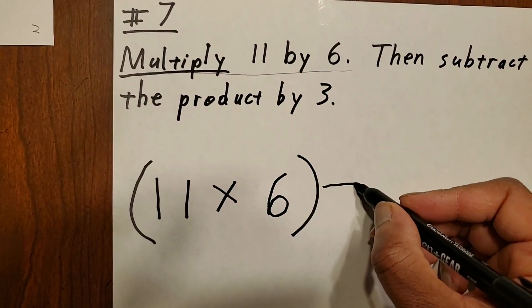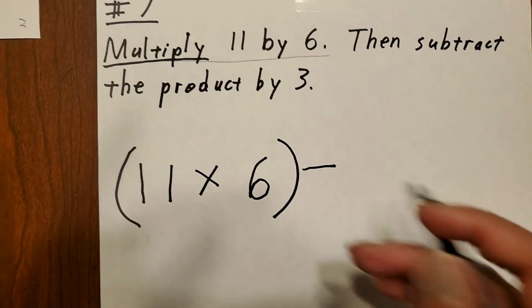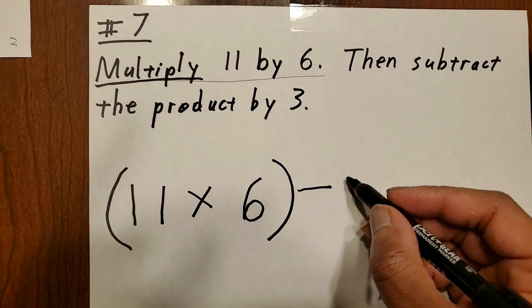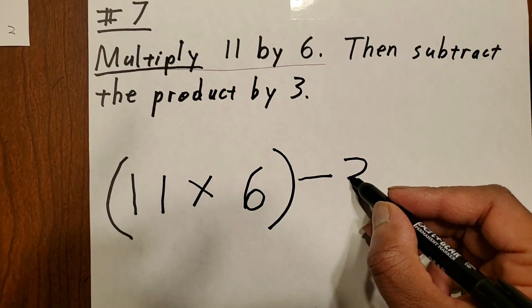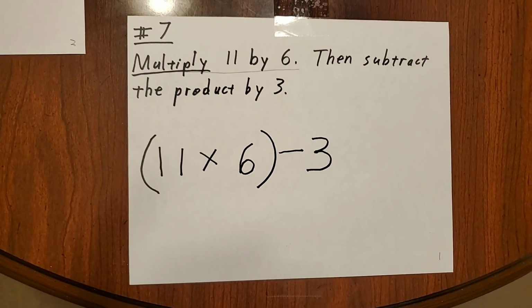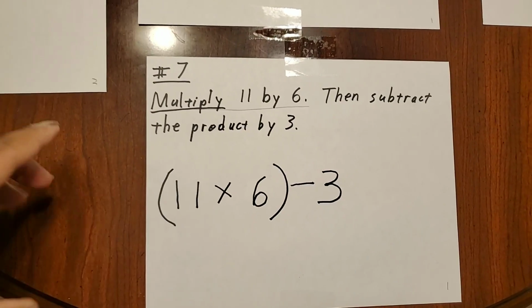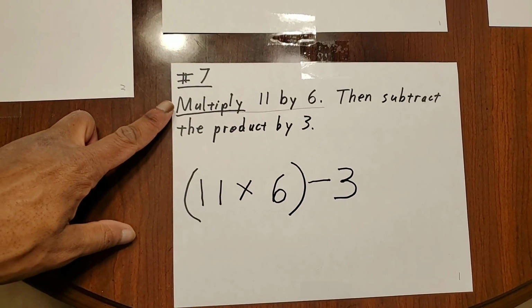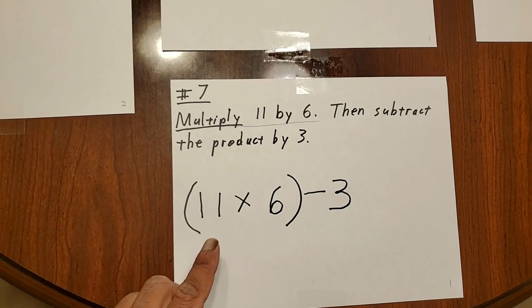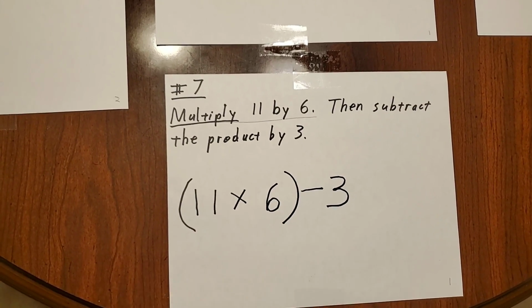So 11 times 6, minus what? Subtract the product by 3. 11 times 6 minus 3. So there we go. We can say multiply 11 by 6, then subtract the product by 3, or we can say 11 times 6 minus 3.